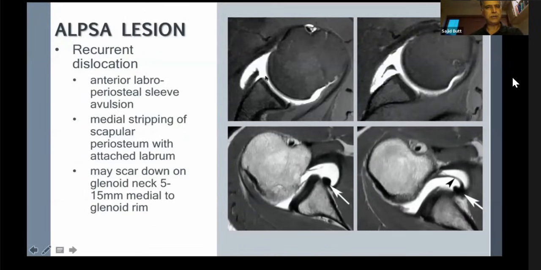Sometimes you get the labrum to be detached, but it is still attached in terms of a superficial periosteal sleeve, and that's the anterior labrum periosteal sleeve avulsion lesion, ALPSA lesion. And that's what it looks like. Sometimes the displaced labrum is just scarred against the front of the anteroinferior glenoid, and that's another abnormality.